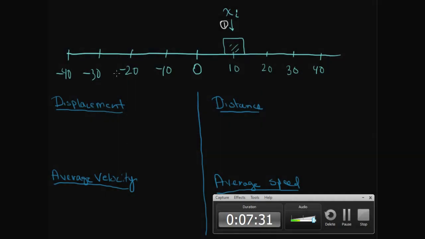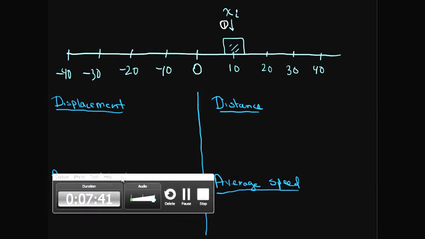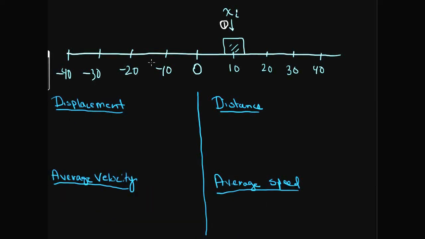Okay, let's give a little bit more of an understanding of displacement, distance, average velocity, and average speed. We'll start off with displacement once again. We'll create, this is a block of ice, and this is the initial xi, is the initial time interval. And displacement, remember, is change in x. Displacement is equal to the final position minus the initial position.